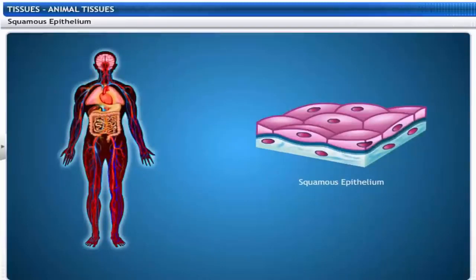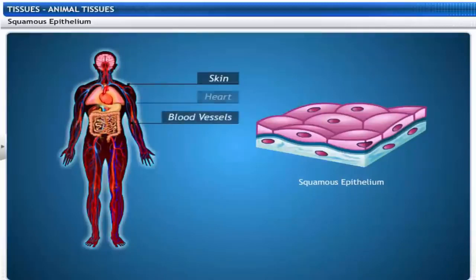Squamous epithelium has flat and thin cells. These cells group together and do not have intercellular spaces between them. They are found in the outer layer of the skin, lining the cavities of ducts, blood vessels, and the chambers of the heart, and provide mechanical support.